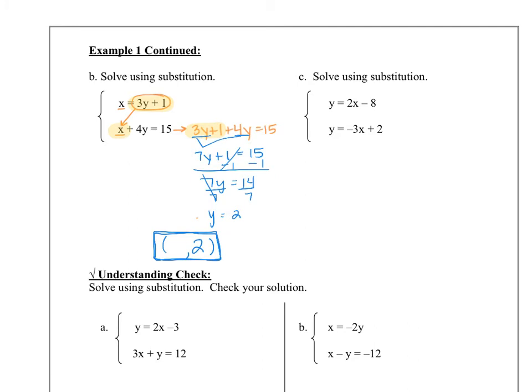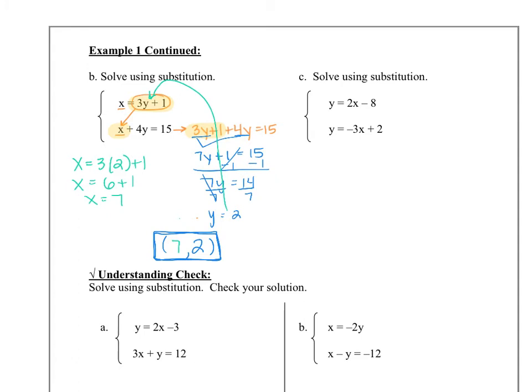We need a better green. So we're going to take this 2, and I'm going to put it right back in up here. So x is going to be 3 times 2 plus 1. So that means x is 6 plus 1, which means x is 7.